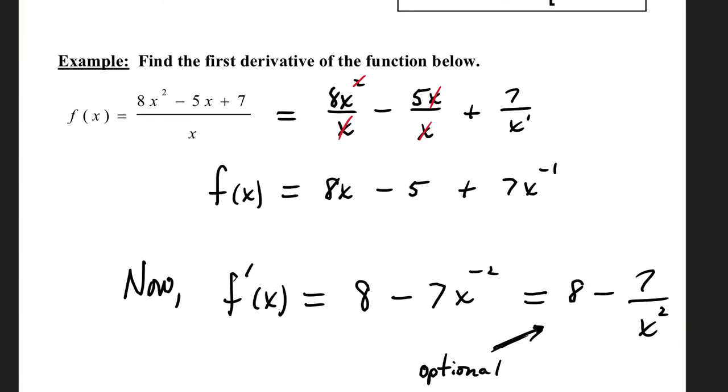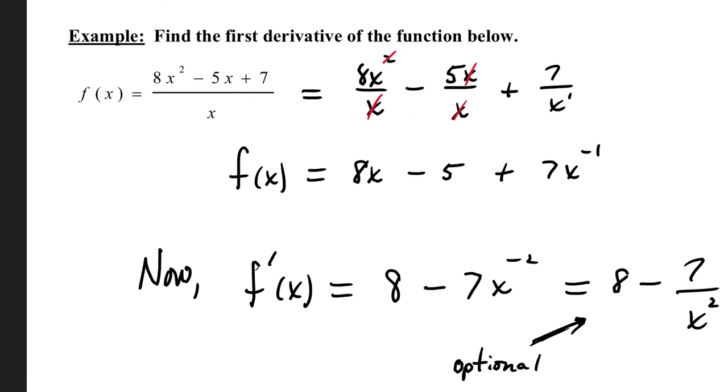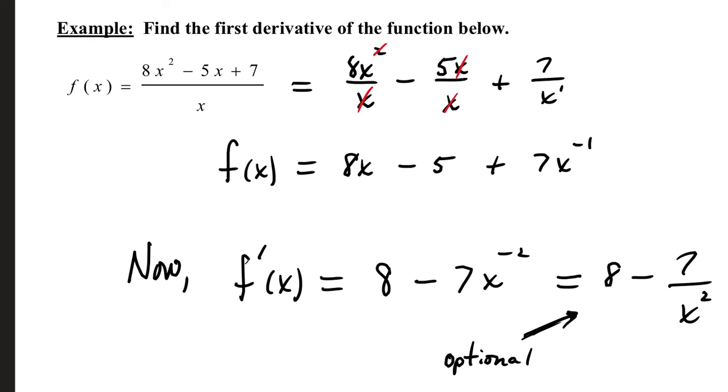We also had one that was in your homework. It was a problem that I felt the need to go over with you to take the first derivative. We have three terms in the numerator all over a common denominator of x. You can break up each term in the numerator with a common denominator of x. So 8x squared over x minus 5x over x plus 7 over x.